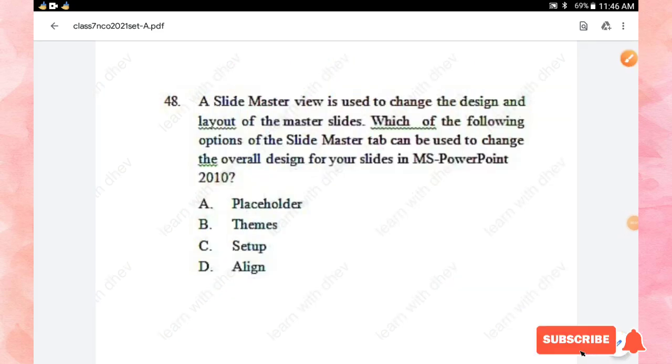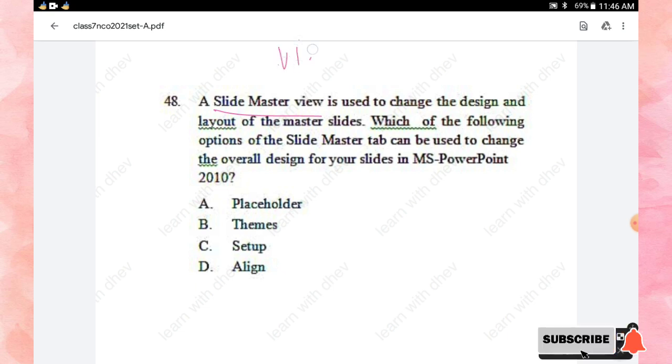Question number 48. A slide master view is used to change the design and layout of the master slides. Which of the following options of the slide master tab can be used to change the overall design for your slides in MS PowerPoint 2010? You can get this slide master view option under view tab. There you can find the slide master view. Right. So if you want to change the overall design of your slides, which option of the slide master tab would help you? Yes, obviously it's option themes that would help to change the overall design of your slides. Hence option B is the right answer for this question.